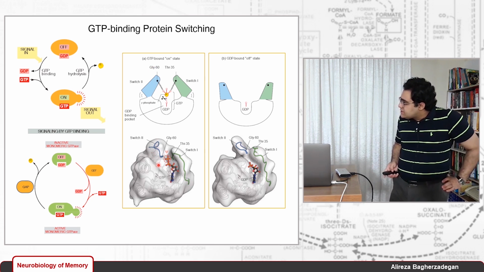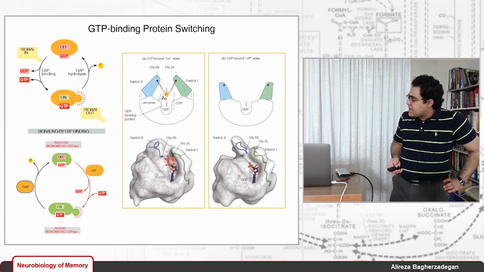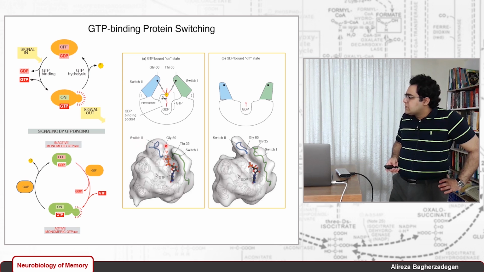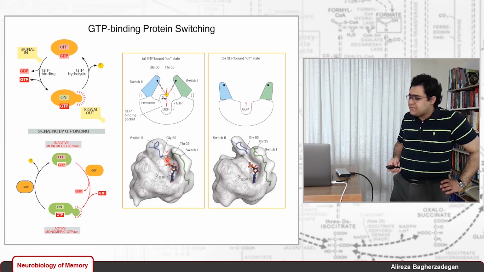And here you can see, this was very schematic. This is closer to the real structure of a protein. This is switch 2 and switch 1. You can see the threonine and glycine 60. And here you can see the gamma phosphate. You can see that these two amino acid residues in switch 1 and switch 2 are really close to it and are making interactions with it.